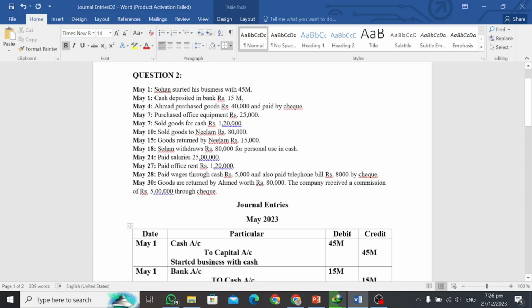May 24, paid salaries 25 lakh. Salaries is an expense. So when there is an expense, it is always debited. And in the form of cash, so we have cash account, which will be credited as its value is being decreased. So we have salary account to cash account.